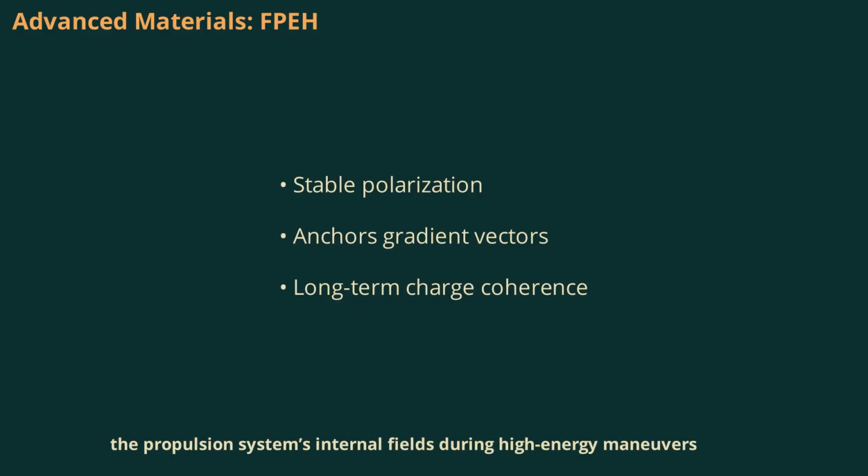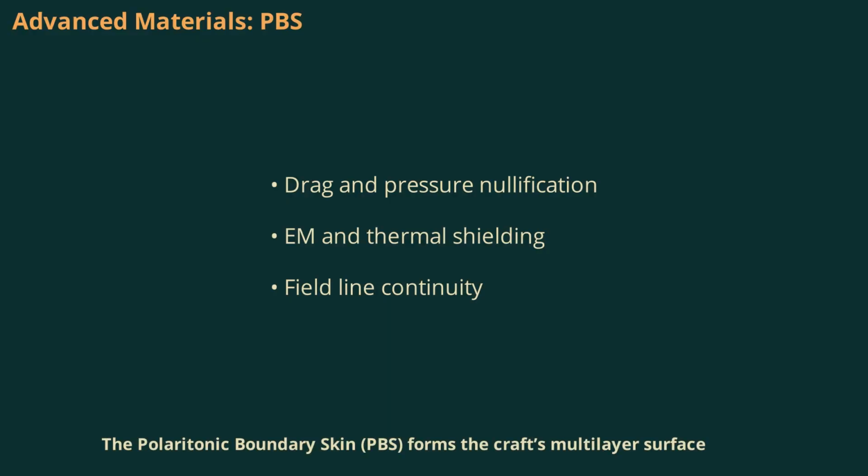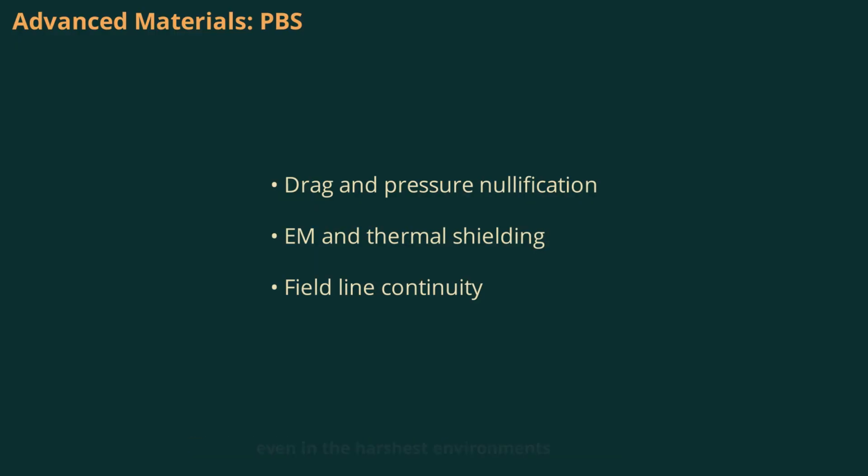Polaritonic boundary skin, PBS, forms the craft's multilayer surface, supporting strong light-matter coupling. This skin nullifies drag and pressure, provides electromagnetic and thermal shielding, and ensures field line continuity at the hull boundary. By integrating these advanced materials, NOVA-Σ achieves both protection and performance, even in the harshest environments.